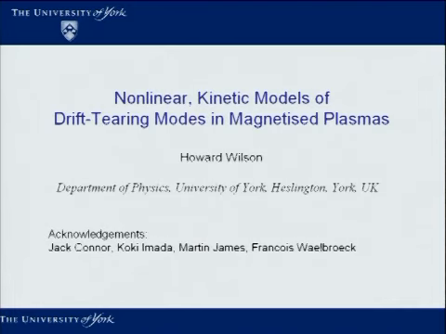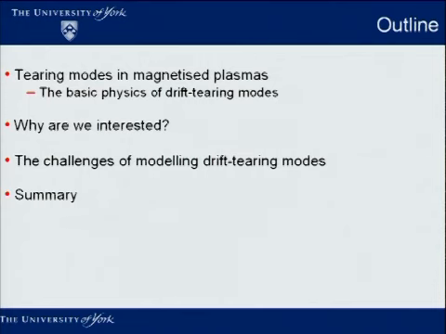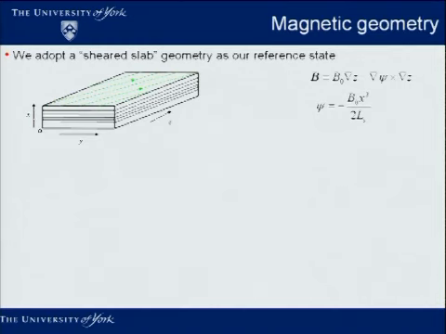So most of the work will just adopt a straightforward sheared slab geometry, and this will be what I call the reference state. So I'll be thinking of this as my basic state, and to this I'm going to add a magnetic perturbation, and I'll think of the magnetic island as a perturbation to this reference state.